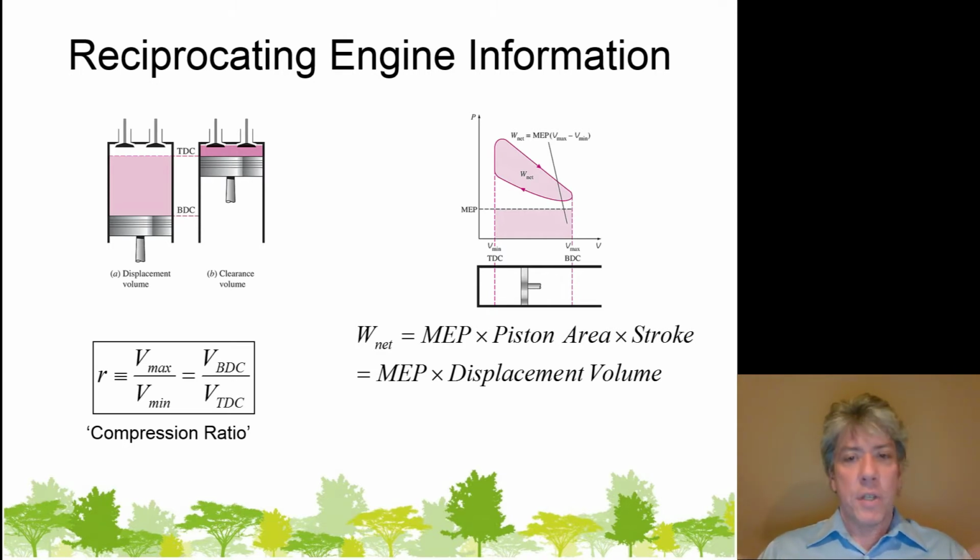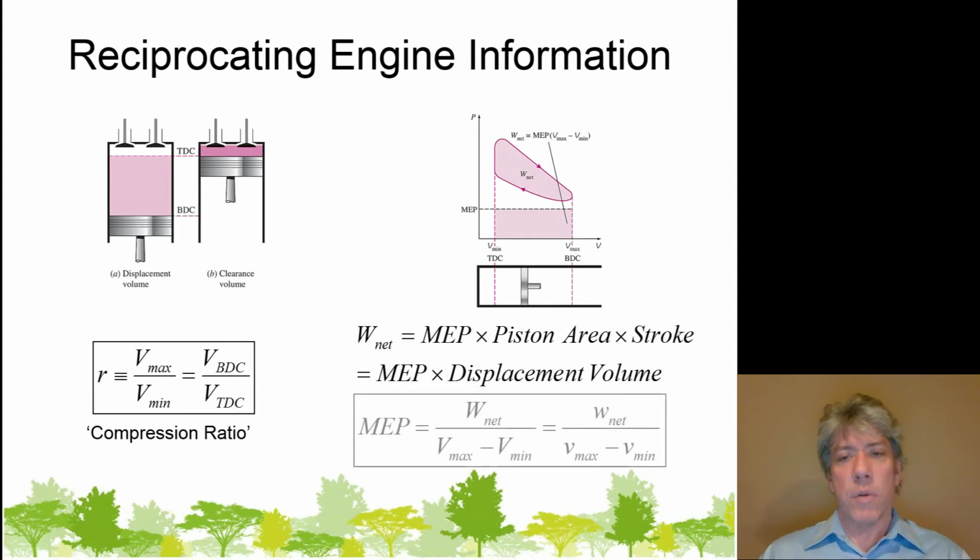So by definition, then, the net work is equal to the mean effective pressure multiplied by the displacement volume, which is just the piston cross-sectional area multiplied by the stroke length of the piston. So we can take this and rearrange the equation to solve for mean effective pressure, and this is basically the definition of mean effective pressure. It's the net work produced by the actual cycle divided by the difference between the maximum and minimum volumes.